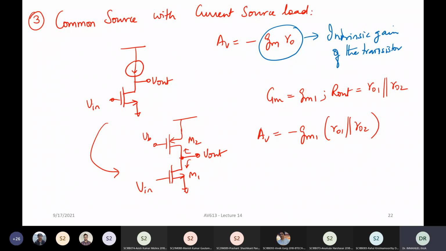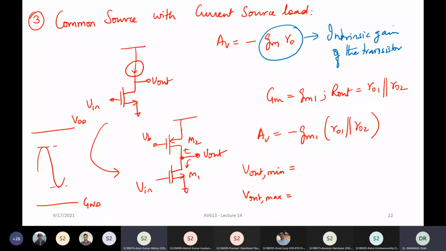Okay. Now here the advantage is that you are not limited by RD. Now can you tell me what is your Vout min, the output signal swing? Let's say you have a signal swing like this. How low can the signal swing go? Let's say this is your VDD, this is your ground. What is Vout min? What is Vout max? Can you tell me?